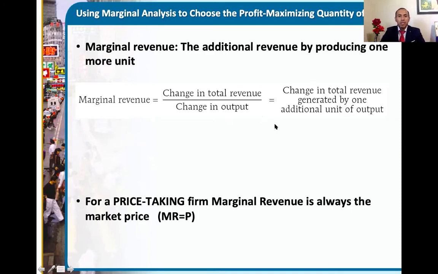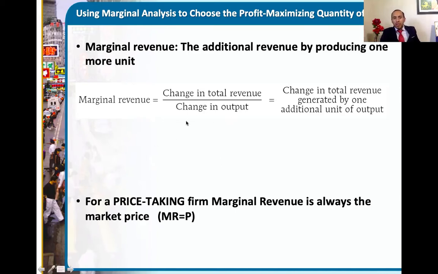So when we're looking at marginal revenue, it's the change in total revenue generated by additional units of goods and services sold, versus additional units produced. For a price-taking firm, the marginal revenue is always equivalent to the market price, because the firm is a price taker, meaning that they have no influence on the price.